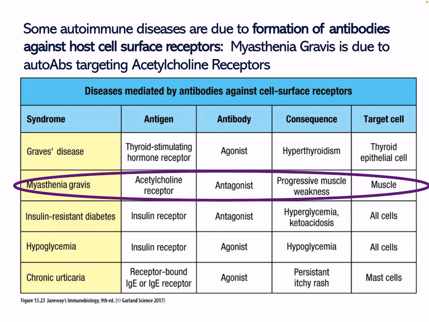Another example is myasthenia gravis, where we have the formation of antibodies against a host cell surface receptor. Myasthenia gravis is due to autoantibodies targeting acetylcholine receptors. If you have taken any neuromuscular material, you'll know that acetylcholine is involved in muscle contraction. We need it as our neurons communicate to our muscles at the neuromuscular junction.